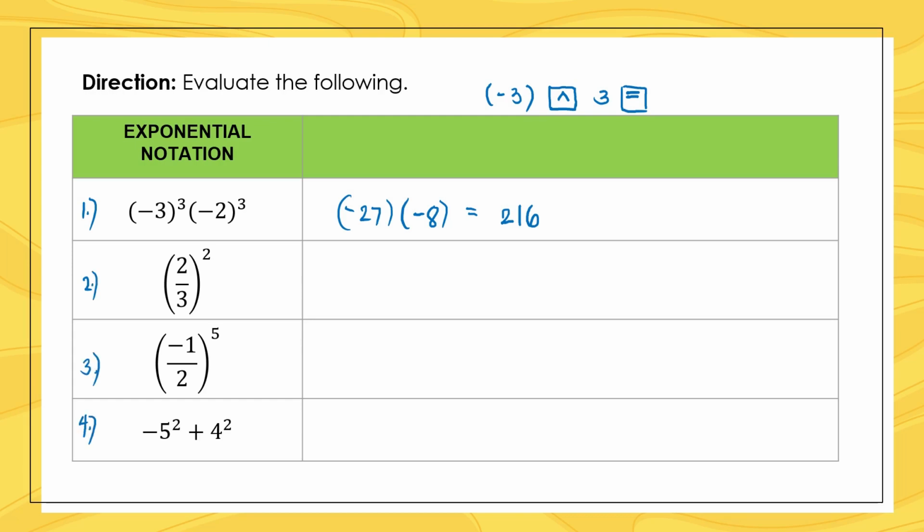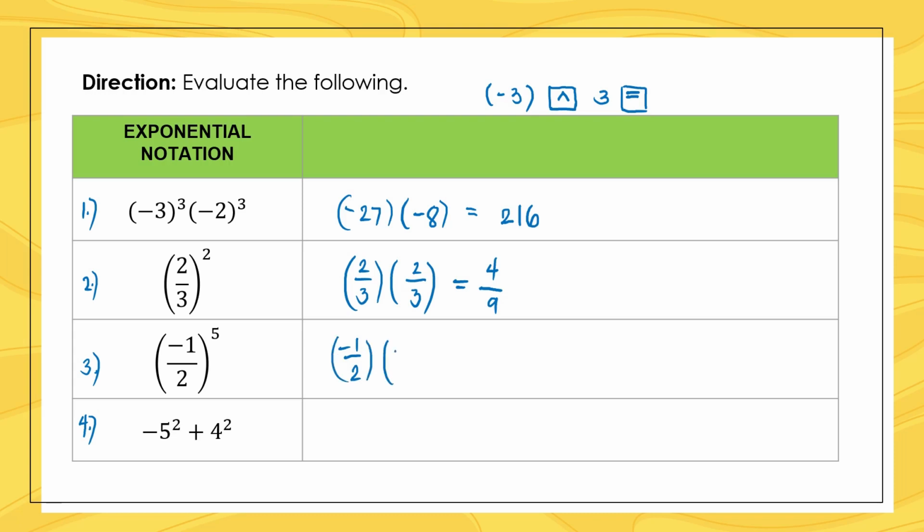For number 2, we'll just multiply 2 over 3 by itself, since the exponent is only squared. When we are multiplying fractions, you just multiply numerator by numerator, you'll have 4, and then denominator by denominator, you'll have 9. So here's the final answer: 4 over 9. Lastly, negative 1 over 2 raised to the power of 5. So just copy it.